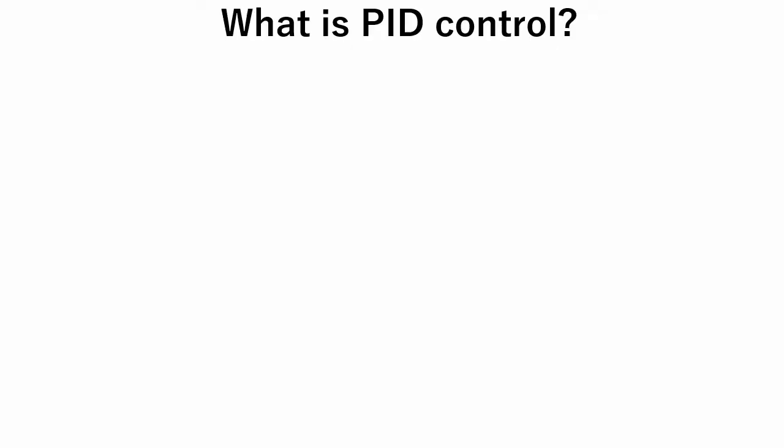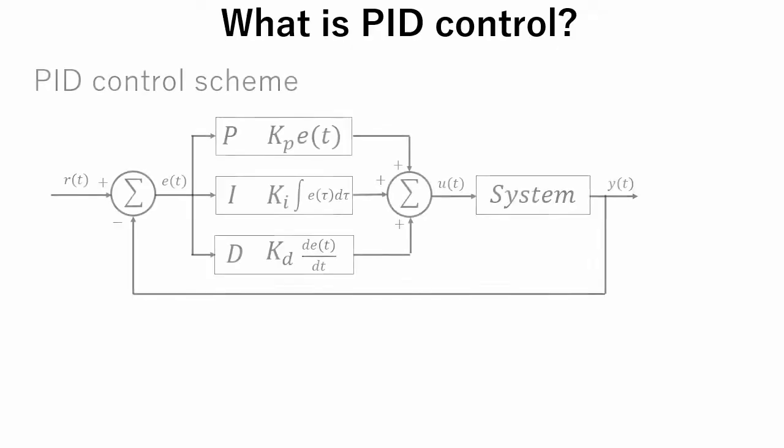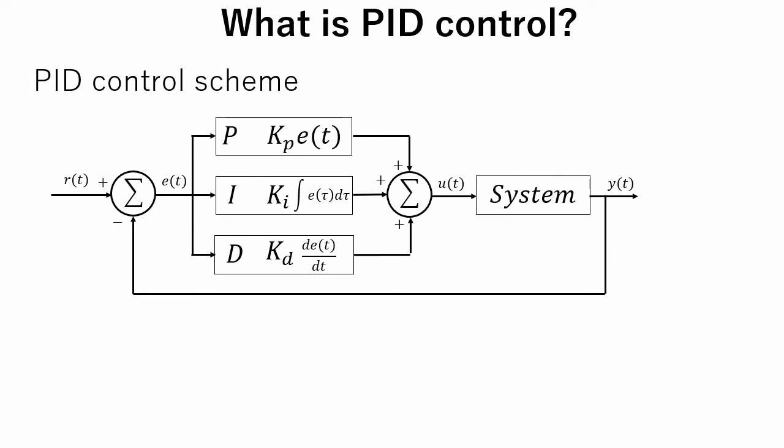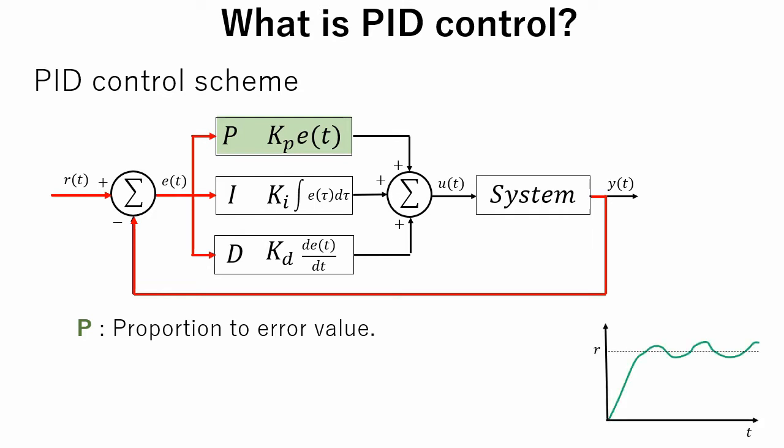So, what is PID control? Here is a PID control scheme. If you are into robotics, you might have seen this scheme before. P stands for proportion. Proportional gain KP is multiplied by the difference of target value and the observed value from the system. But as we can see in the graph, since the controller needs an error to control the system, the output inevitably becomes vibrational. To solve this problem, I, that is integration, is used.